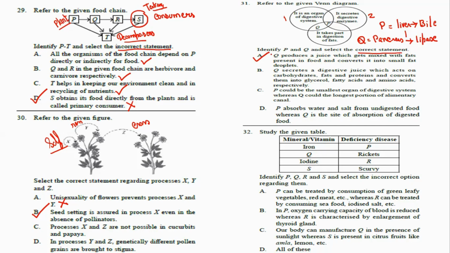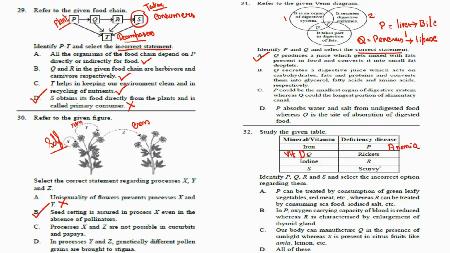Okay, now we come to question number 32. Study the given table. We have some minerals and vitamins, and we have the deficiency disease. For the deficiency of iron, it causes anemia, right? Rickets is caused by the deficiency of vitamin D. That's why we are always advised to sit under the sun for some time, because our body synthesizes vitamin D when we are exposed to sunlight.